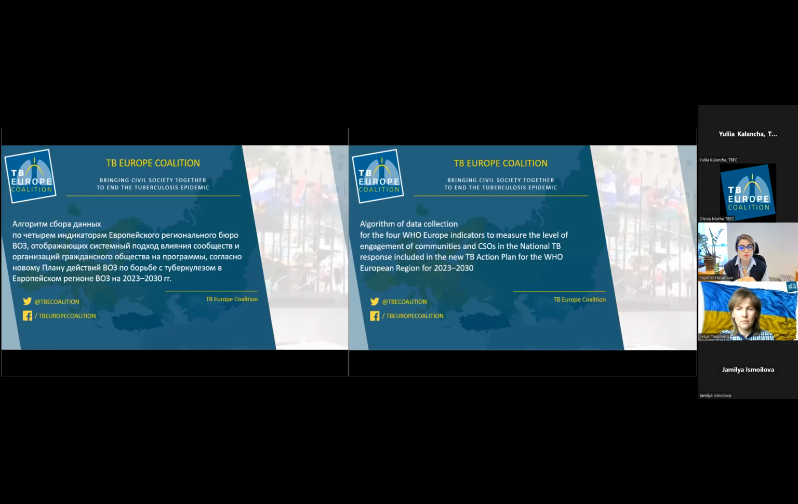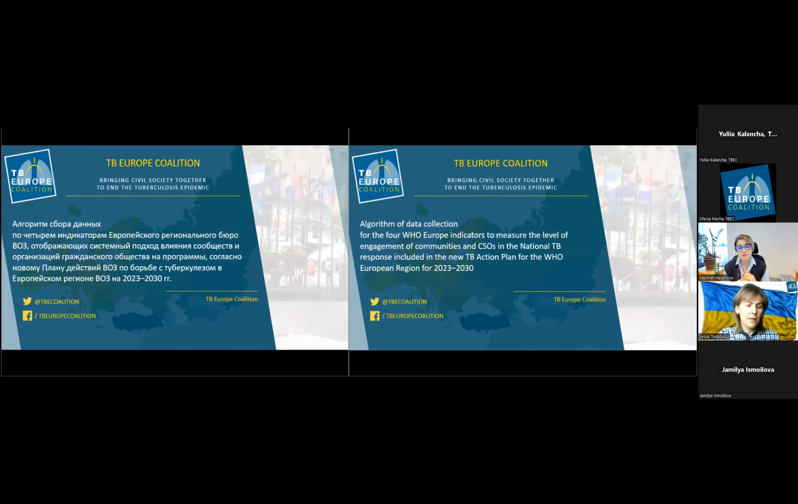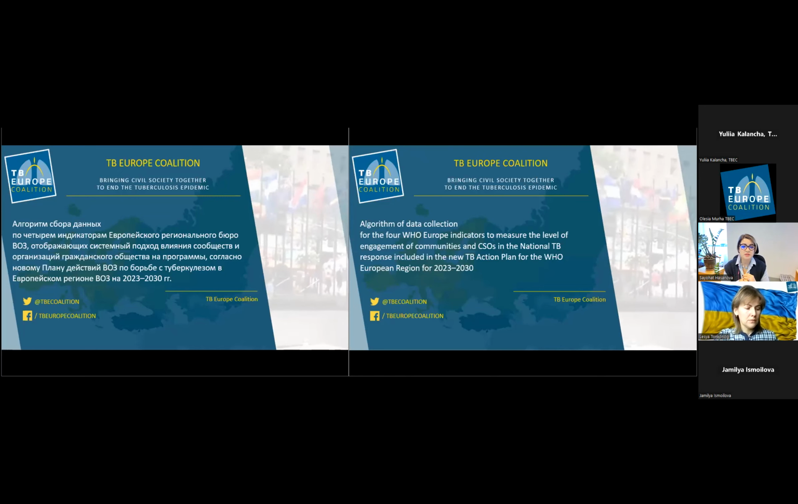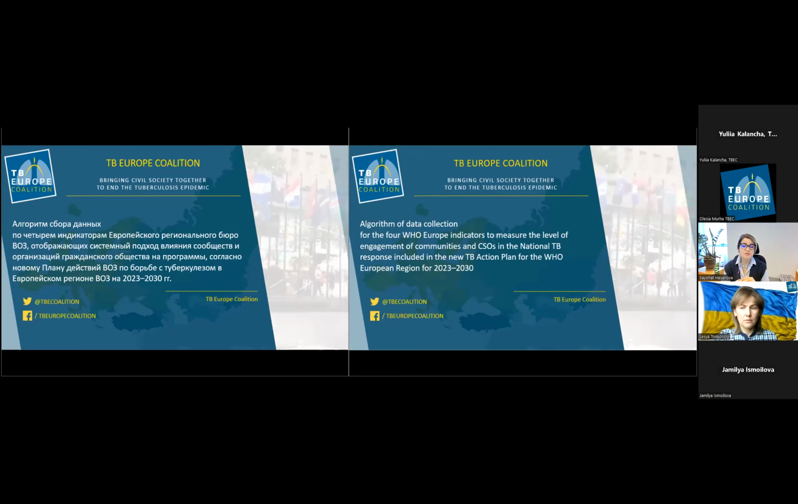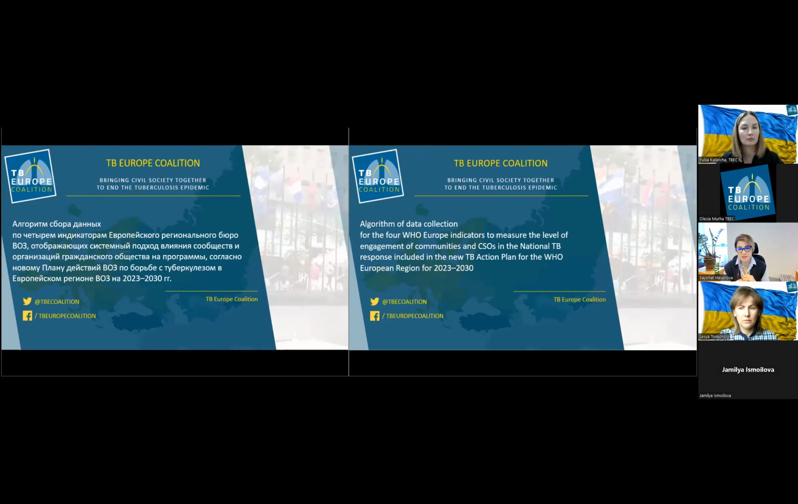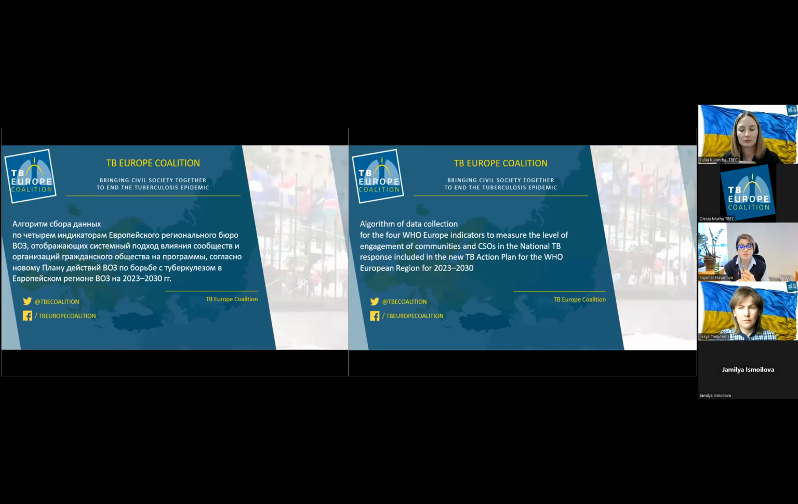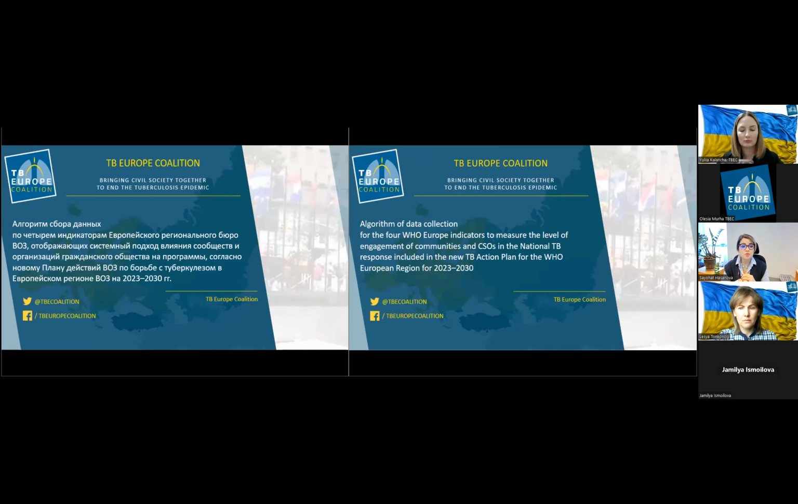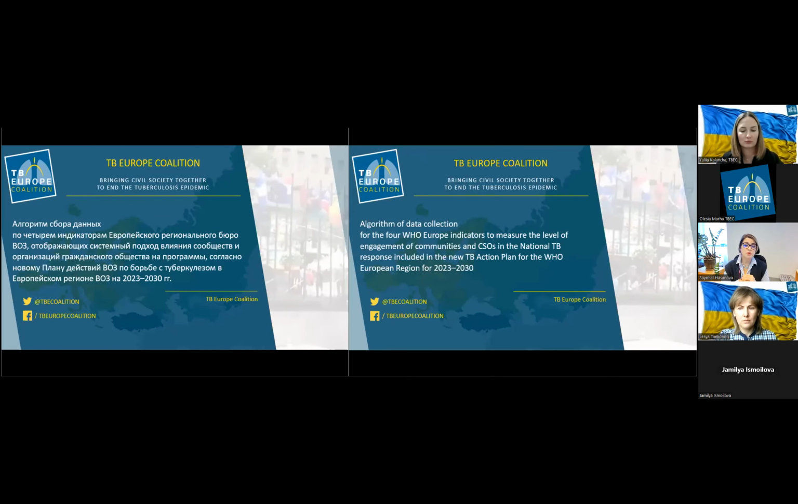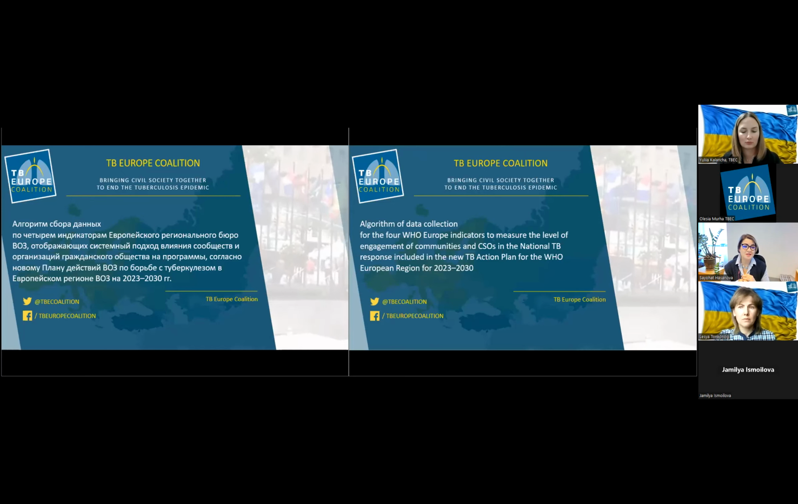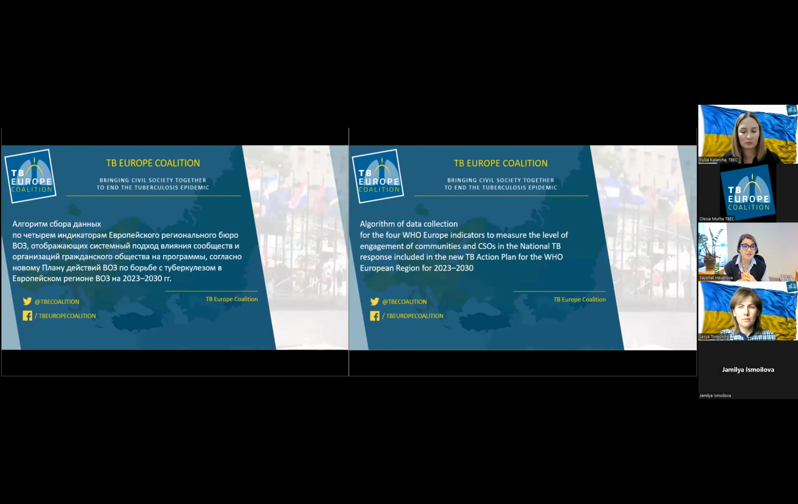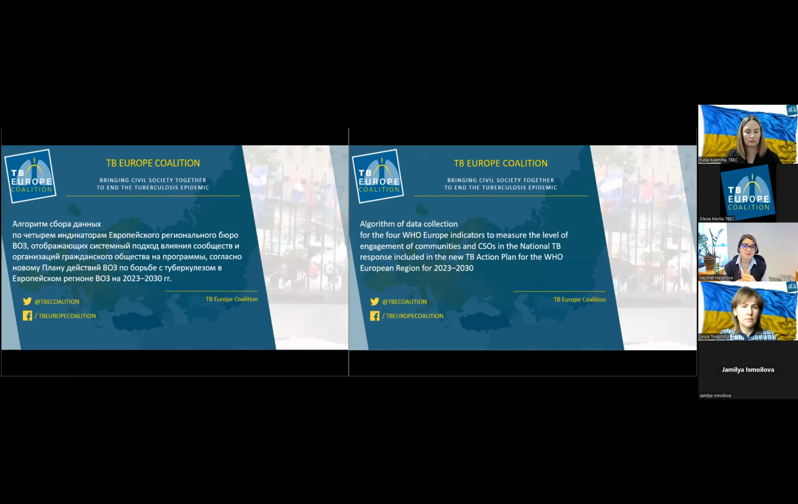So we hope that today's training and also the algorithm, as mentioned by the colleagues, by Julia, the algorithm that was developed together by TB, EC, and WHO, will enhance your knowledge and will improve data collection, quality data collection. And I'm sure that with our joint efforts, we will achieve progress in eradication of TB, and I wish you a successful training.